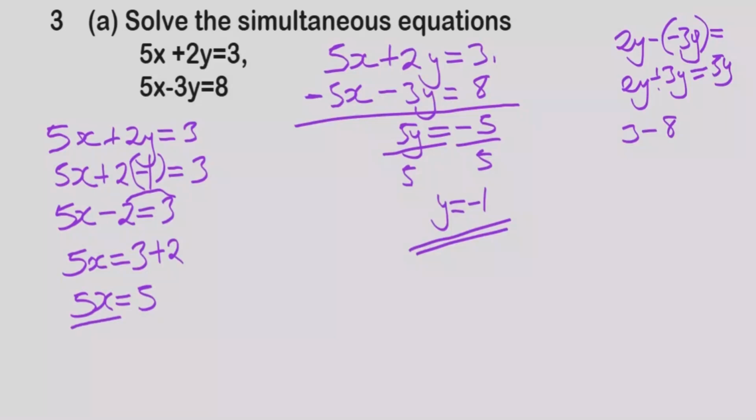Then we divide both sides by 5. Why? We want to find the value of x. That means we need to remain with x on one side of the equal sign. So we divide both sides by 5.